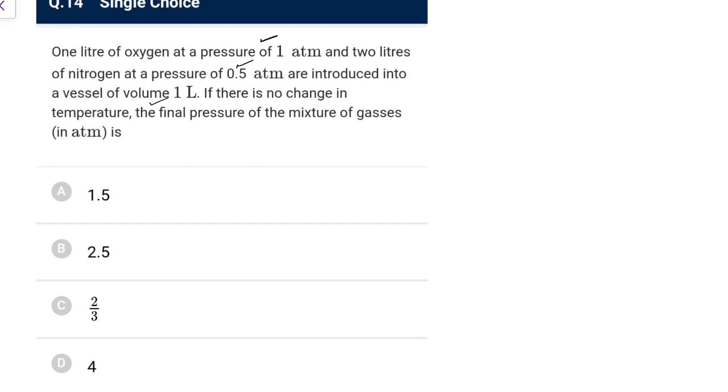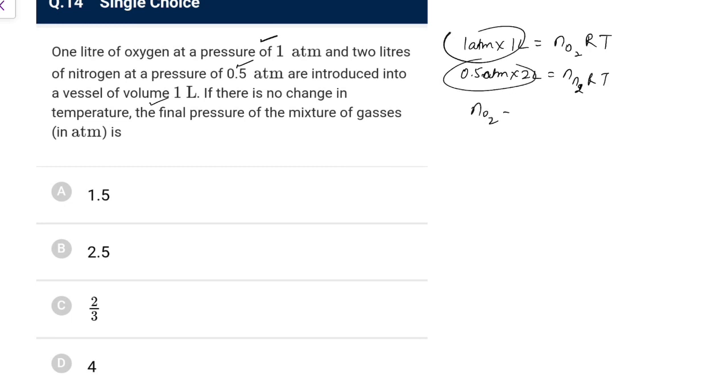Okay, so first of all, a liter of oxygen at a pressure of 1 atm, and you are given the temperature is still the same, so just applying PV equal to nRT here. The pressure is 1 atm and the volume is 1 liter. That would be equal to moles of O2 into R into T. Similarly, for nitrogen, you have 0.5 atm and 2 liters, that would be equal to n of N2 into RT, and temperature is still the same, so you can say the value is the same. That means nO2 is equal to nN2.